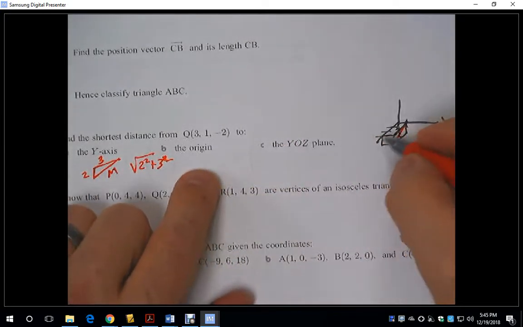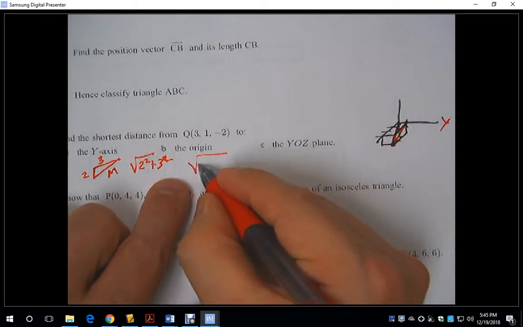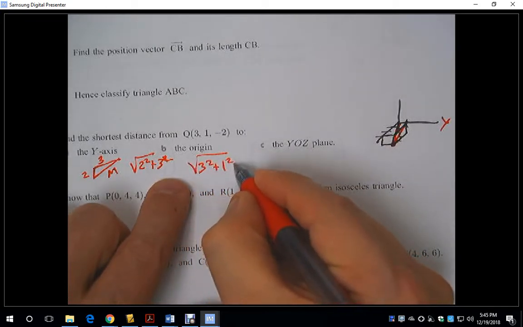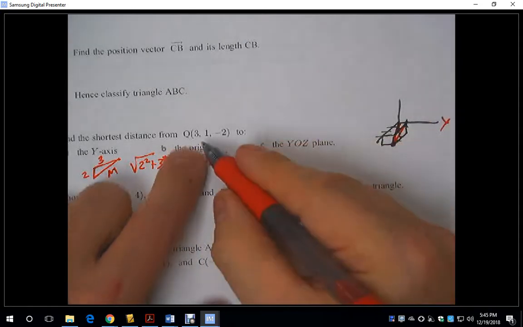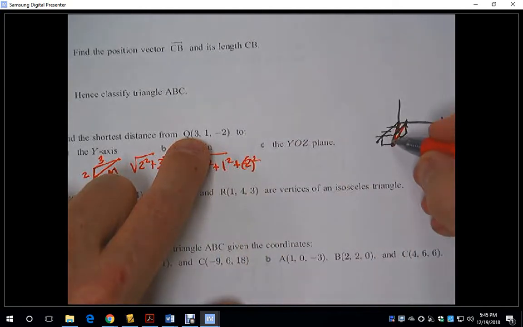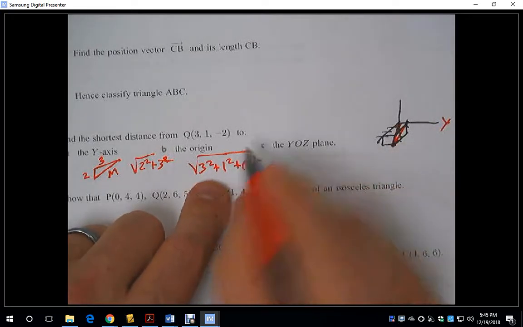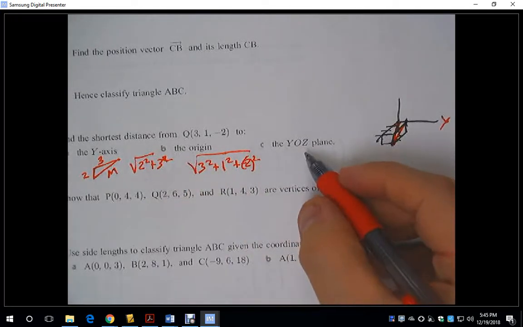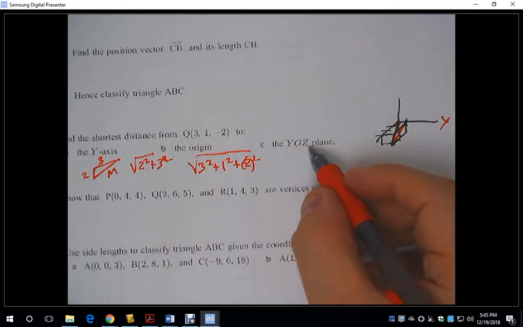What about the distance to the origin? Well, that's going to be the square root of 3 squared plus 1 squared plus -2 squared. If this was a vector of (3, 1, -2), we're looking at this line from here to the origin, and so that's just the magnitude of that vector. So there you go.